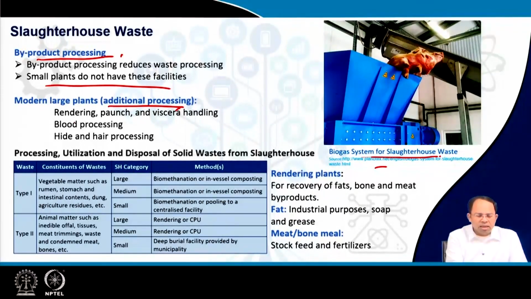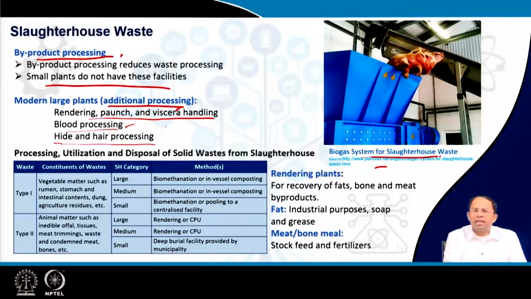Some of these processes are rendering, paunch and viscera handling. The other is blood processing. The other is hide and hair processing. The hide, the skin and the hair are processed for production of leather and other materials. That initial processing is done, and then they could be sent to leather tanneries and so on. Blood can be processed for some uses as well.